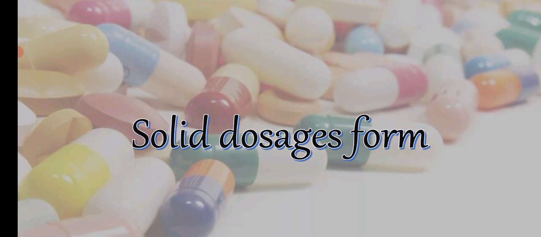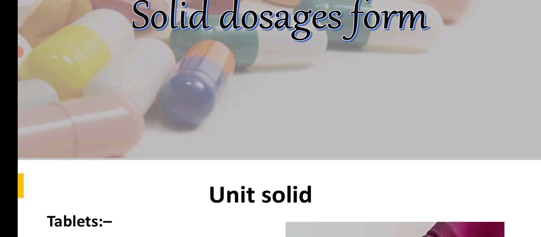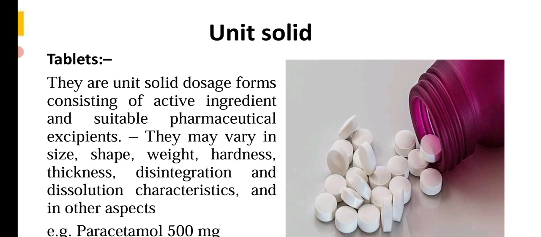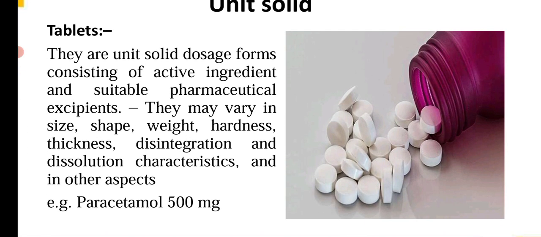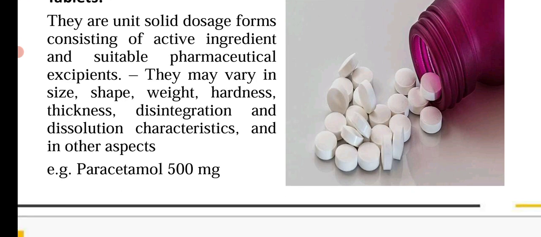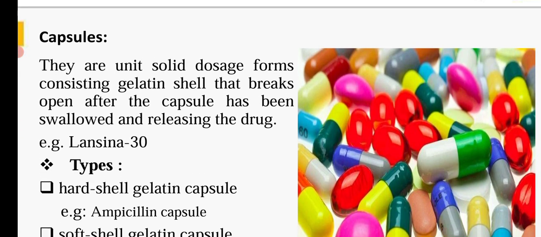First of all, we will study solid dosage forms, and under this, unit solids. An example of a unit solid is tablets. They are a unit solid dosage form consisting of active ingredient and suitable pharmaceutical excipients. They may vary in size, shape, weight, hardness, thickness, disintegration properties, dissolution characteristics, and in other aspects. For instance, paracetamol 500 mg, ibuprofen, and many other tablets which are available in the markets.